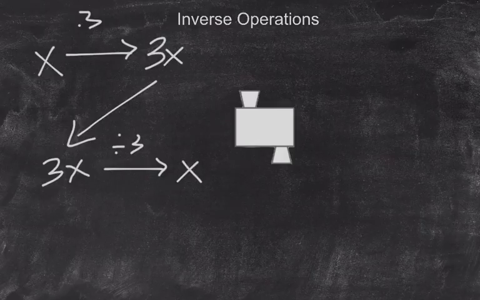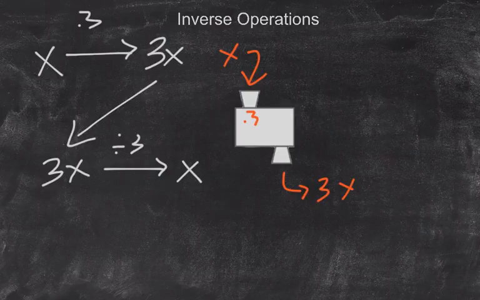So if we're looking at that as a function machine, I'm using the function times 3, and I'm inputting x and getting out 3x. We can think of the inverse operation as the function machine working in reverse. We're going to take 3x, put it into the function machine. It's going to do the opposite of multiplying by 3, which is dividing by 3, and we'll get back out x.